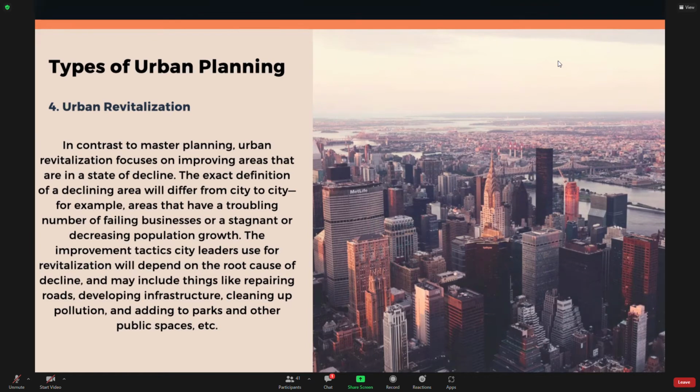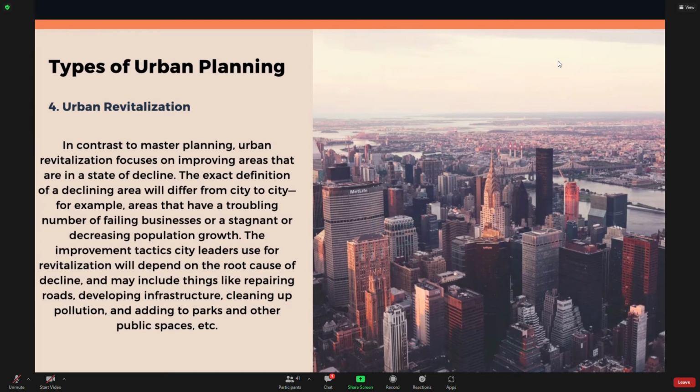So it may include things like repairing roads, developing new infrastructure, cleaning up pollution, and adding to parks and other public spaces, etc. So usually when we talk about urban revitalization, urban rejuvenation, etc., we need urban design. This is where urban design is very important. So when we talk about urban design, we need the planners and architects. So they are mostly the urban designers. They are from planning and architecture background.